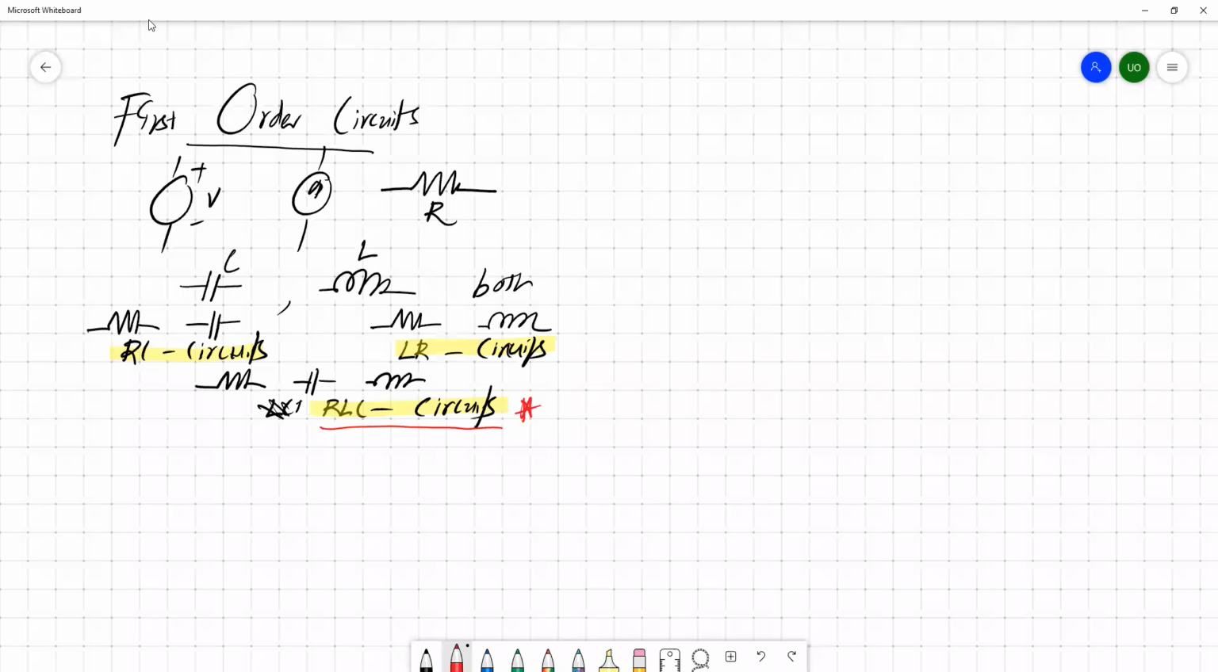Tube light circuit. Sorry? Tube light circuit, I think. Yeah. Sorry, I couldn't hear you. No, sir. RLC circuit, just like tube light circuits.